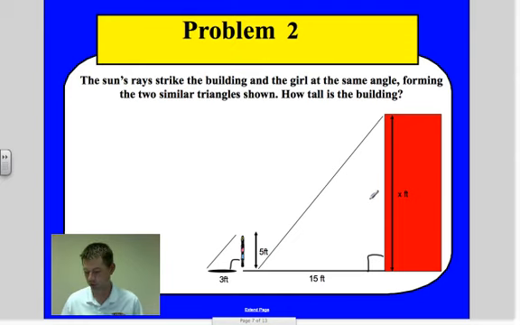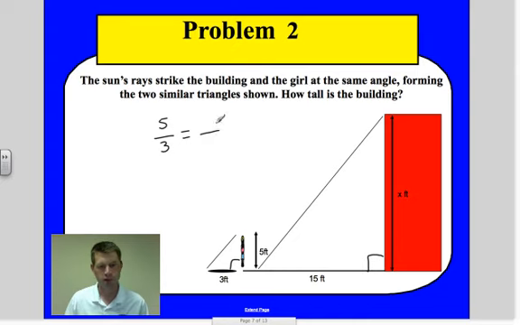We have two triangles, so we're going to do the proportions again, and we have to do the same things. We compare the girl, who is 5 feet tall, to her 3-foot shadow. The building is X feet tall and casts a 15-foot shadow. So there's your proportion. The hardest part should be setting up the proportion. The simplest part should be doing the cross products.